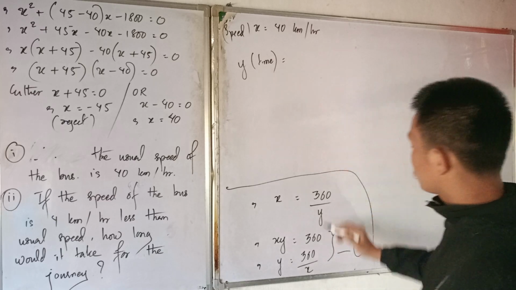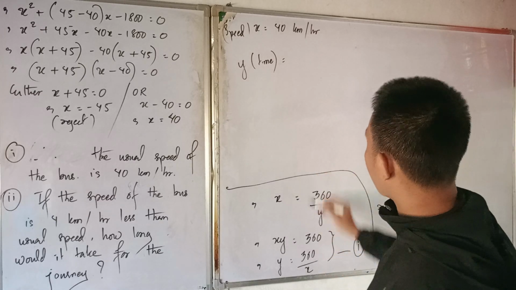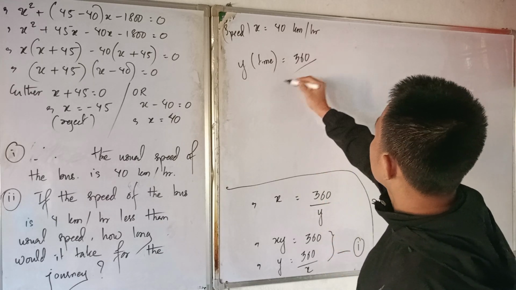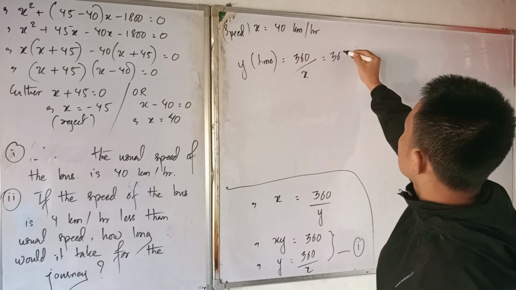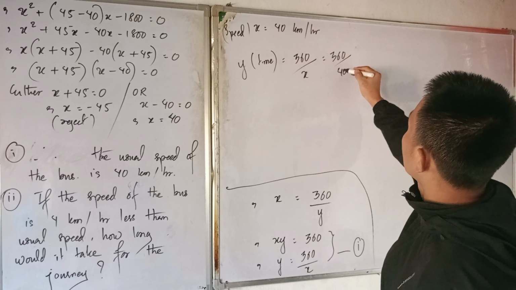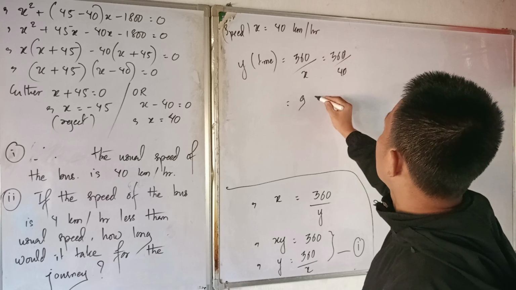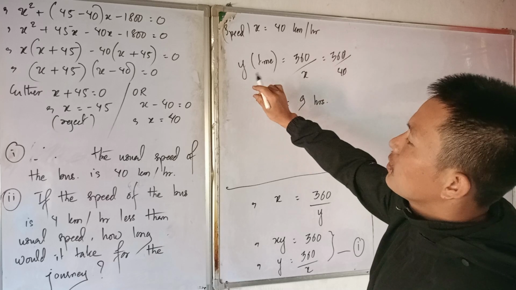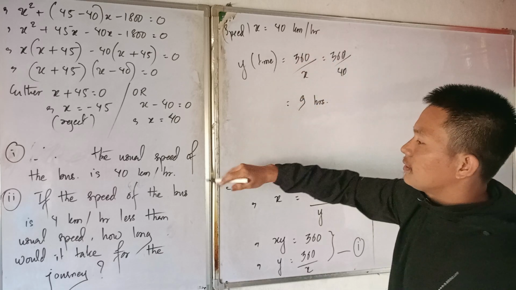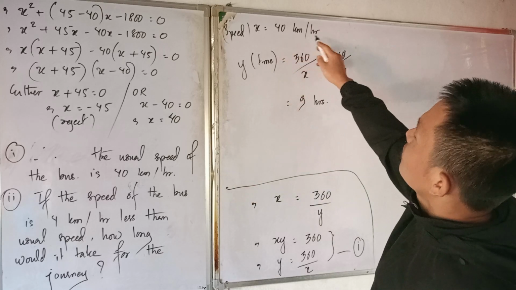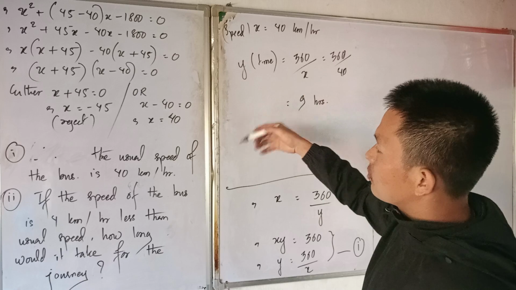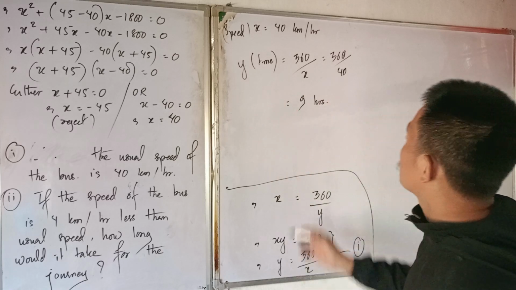How do we get time? 360 by x. Just replace the value of x here: 360 by 40, you'll get 9 hours. So the speed of the car is 40 kilometer per hour, and the time taken to cover that 360 kilometer is 9 hours.